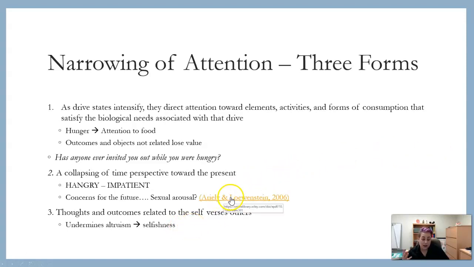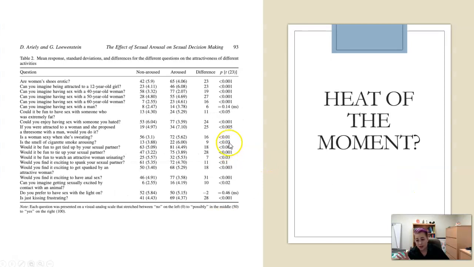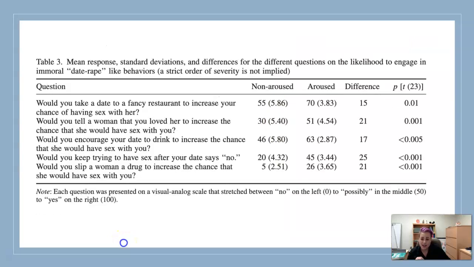There's even questions and concerns about sex drive, but Ariely and Lowenstein introduced an interesting study in 2006. Now, granted, the sample wasn't very big, but it talked about the heat of the moment and how the anticipation of sexual encounters or the absence of sexual activity can affect someone's seemingly drive state. So it analyzed men who were both aroused and non-aroused. They did this in the privacy of their home and asked them questions in both a non-aroused and aroused state to see if there was a difference in how they answered the questions based on their sexual arousal.